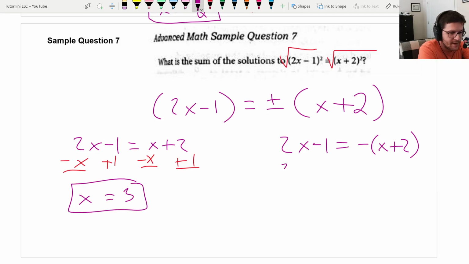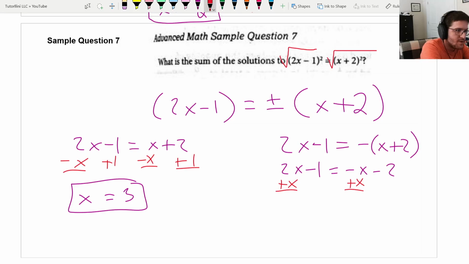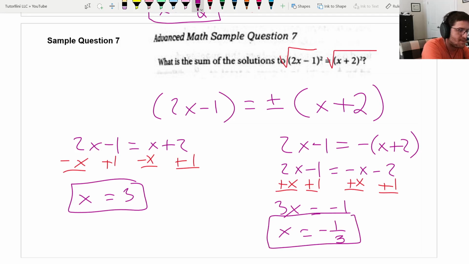And then for this one, first I'm going to distribute negative x minus 2. I'm going to add x to both sides. So I get 3x, and then I'm going to also add 1 to both sides. And that will give me negative 2 plus 1, negative 1. So I guess divide both sides by 3, we get x equals negative 1/3. And the question wants the sum, so sum just means to add them up. So we're going to do 3 plus negative 1/3.